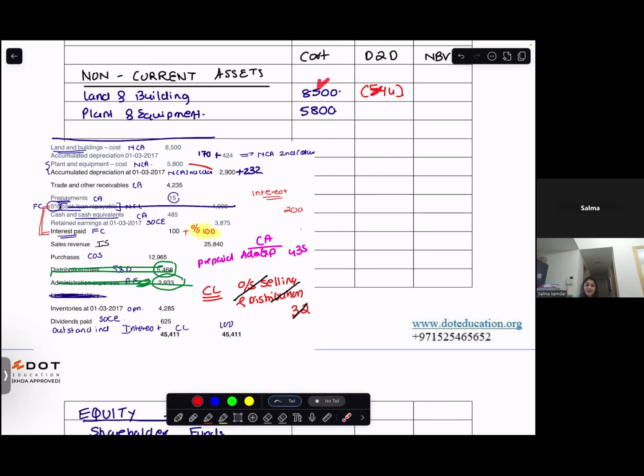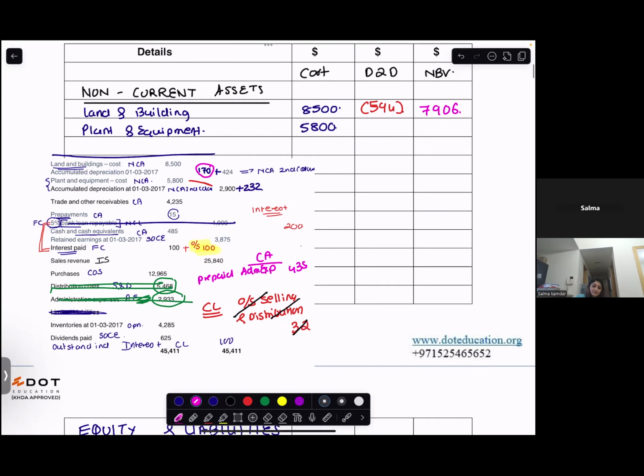Costs minus depreciation to date, 8,500 minus 594, it's 7,906. But that is for the year. So this would be old plus new. Yes.